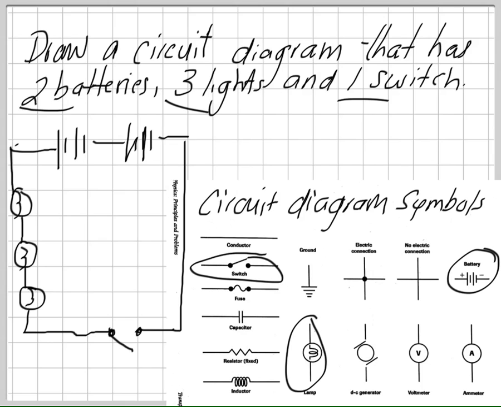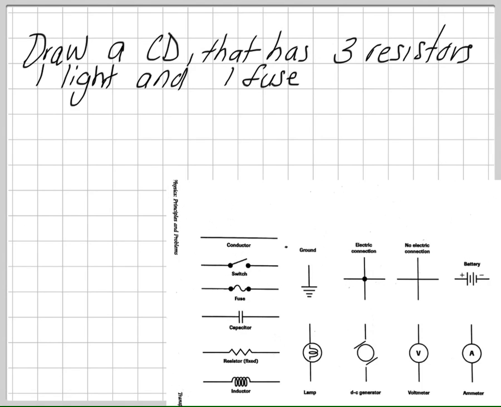All right, next. The next one says draw a CD, also known as circuit diagram, that has 3 resistors, 1 light, and 1 fuse. So here's a fuse, here's a resistor, and here's our lights. All right, so you're going to do the same thing essentially again.